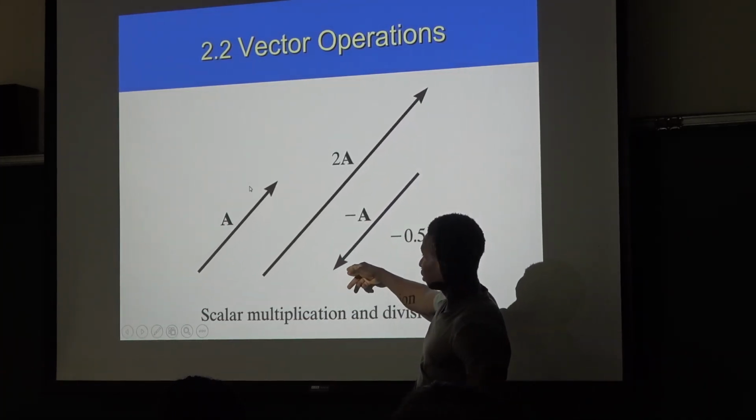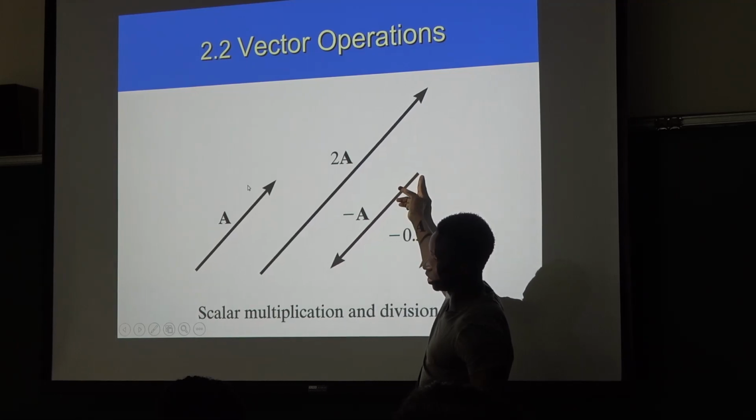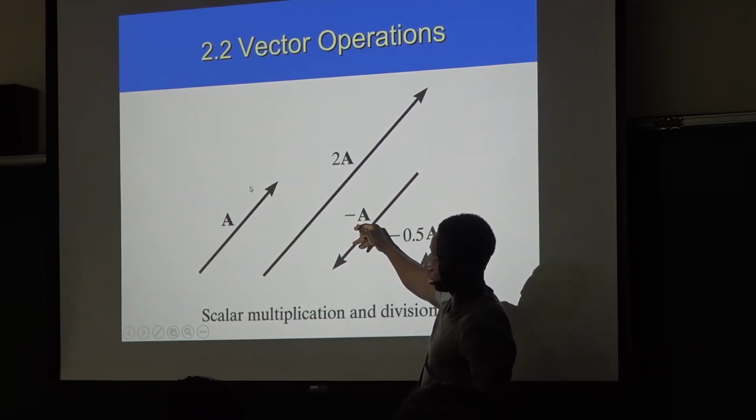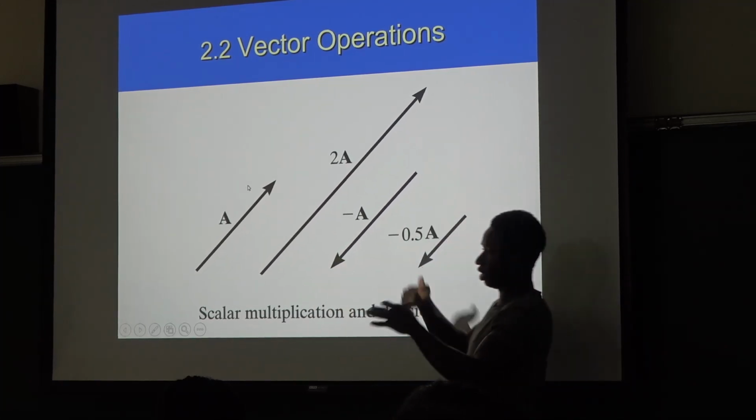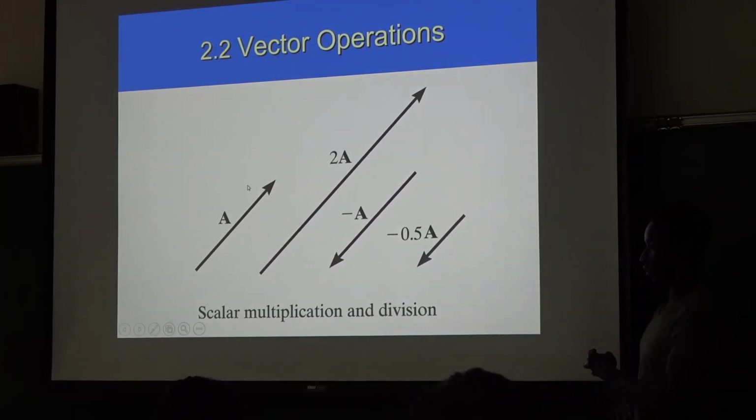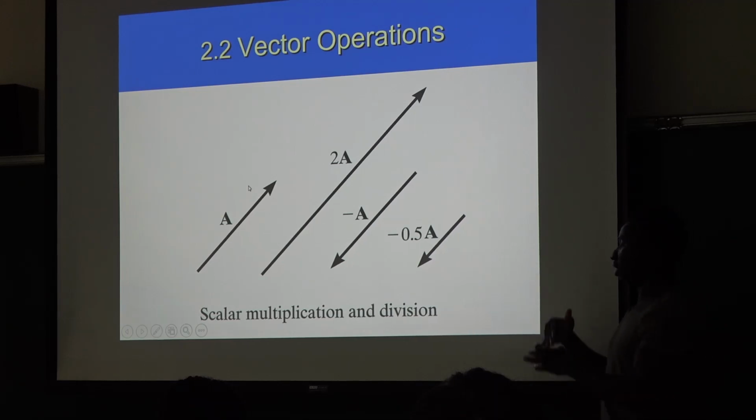something interesting. It's no longer A, even though the sizes are the same. But it is what? Minus A. Why? That's because this and this are in opposite directions. Okay? So they are in opposite directions.